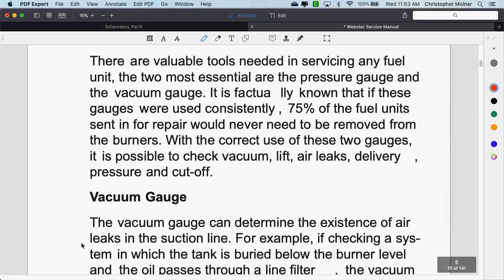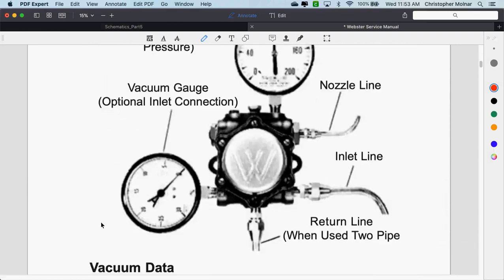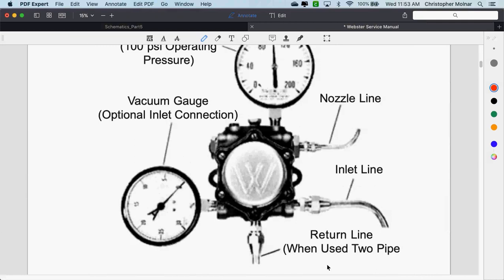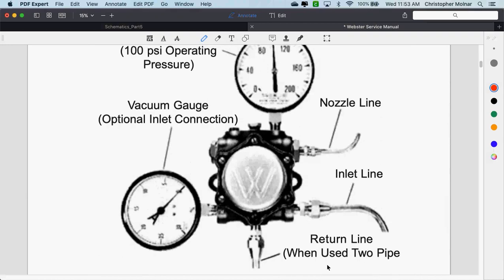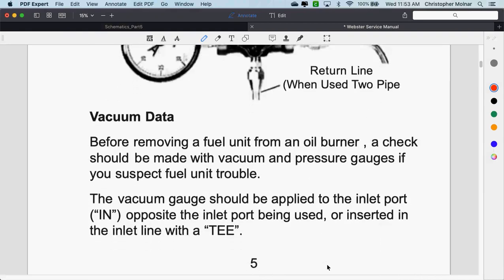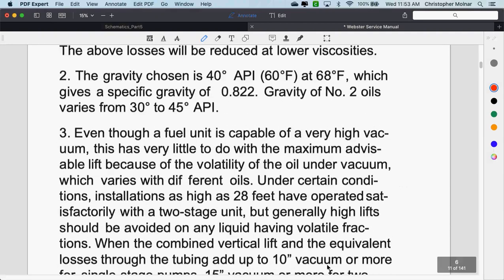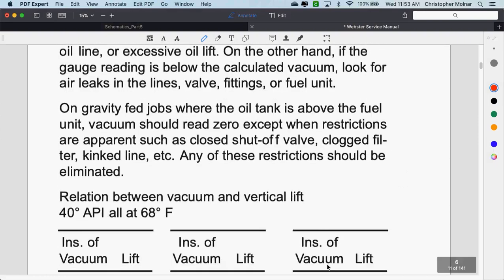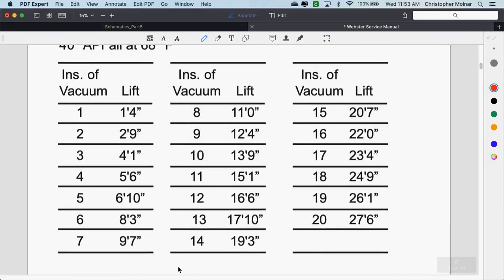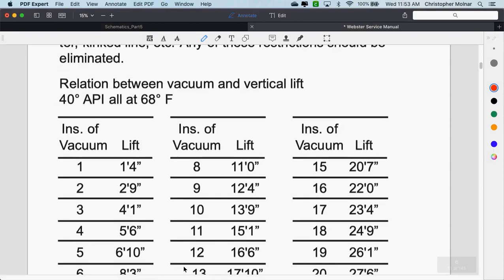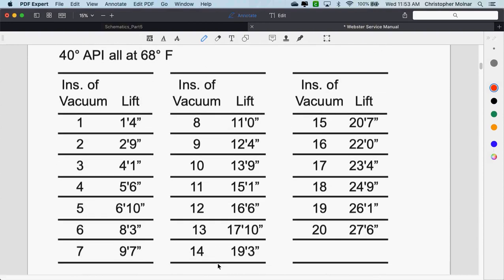It tells you how to use your gauges, how to use your vacuum gauges, how to install your pressure and vacuum gauges. This one even has the model code as well. Especially if you're going to do a lot of oil, this is a really, really good one. And again, vacuum and vertical lift: how far can I lift oil with different vacuums? There's a lot of good information in this manual.